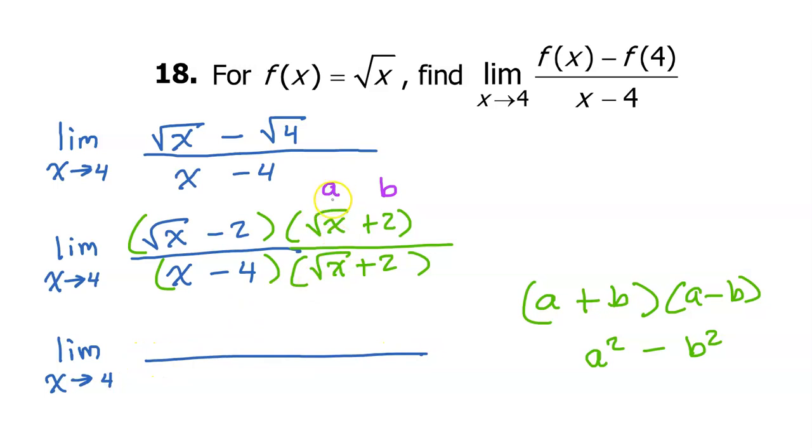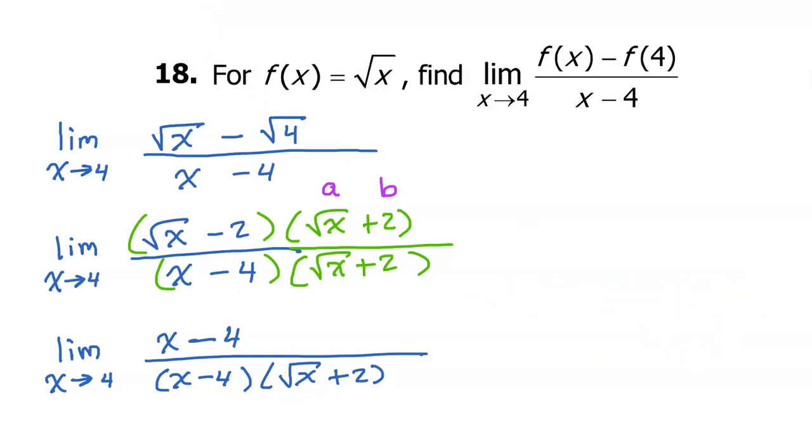So a squared, if I square this, I'm just going to get x. If you square a radical, the radical just goes away. So I need a squared minus b squared. And then b is 2, so b squared is 4. So multiplying these two just very quickly gives me x minus 4. I'm just going to keep the denominator the way it is: x minus 4 times the square root of x plus 2.